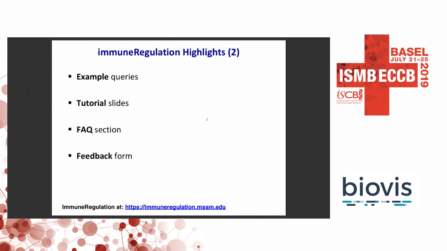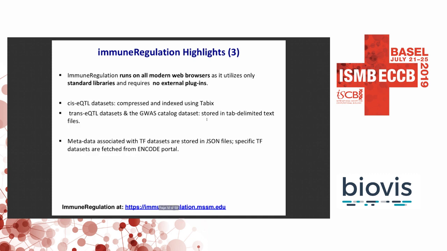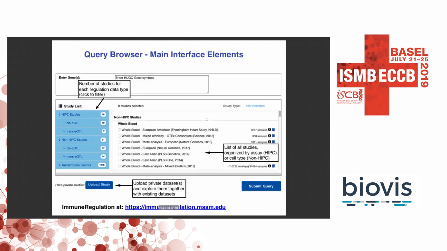Feel free to look at our website and also provide us feedback. Anything that you want us to change, we will change. It runs on all modern web browsers, and no external plugins are needed. cis-eQTL datasets are compressed and indexed using Tabix. Trans-eQTL datasets and the GWAS catalog datasets are stored in tab-delimited text files. Metadata associated with transcription factor datasets are stored in JSON files, and specific transcription factor datasets are fetched from the ENCODE portal. So in terms of a demo, the query interface looks like this.